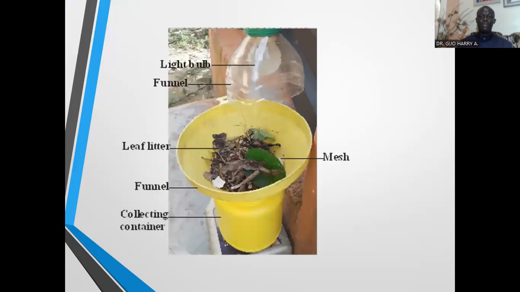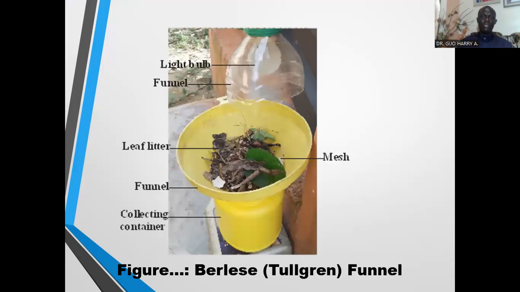Now here is a picture of the Berlese or Tullgren funnel, locally made. It has a bulb and a funnel on top, and the leaf litter and the mesh or gauze, as well as the collecting container. When the bulb is put on at night, the insects that are photophobic run away from the light, and as they run downwards, they mistakenly fall into the container that usually has alcohol.